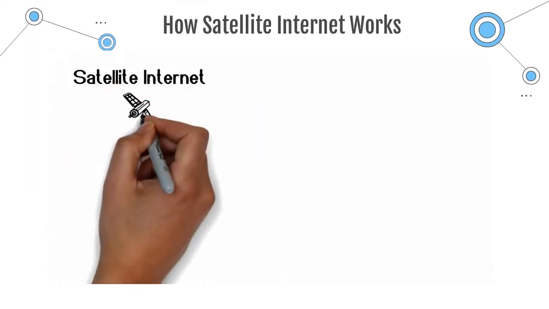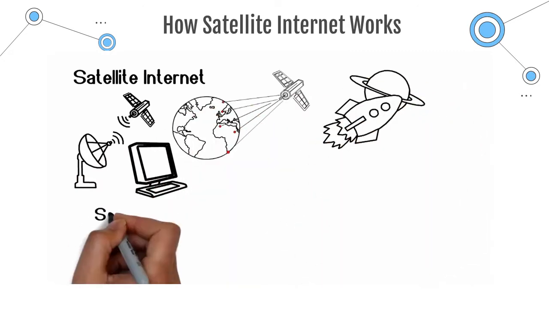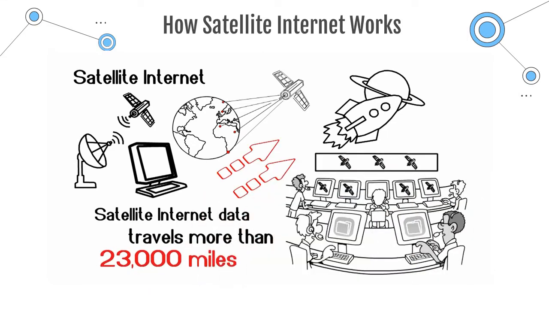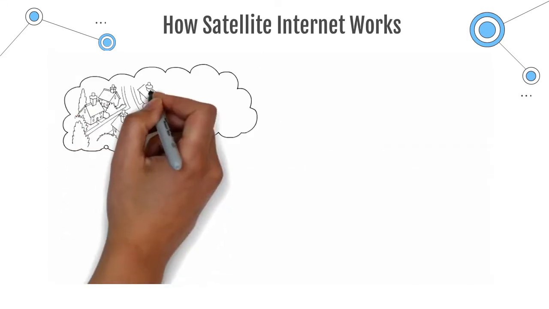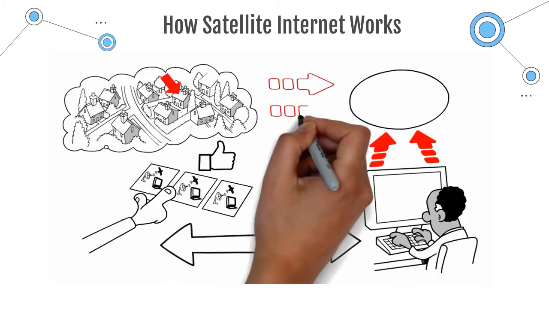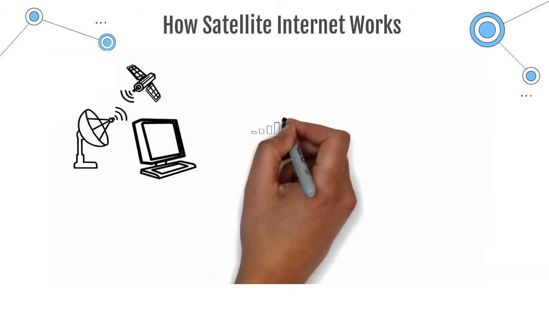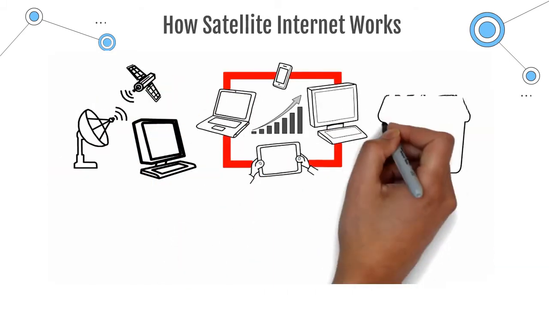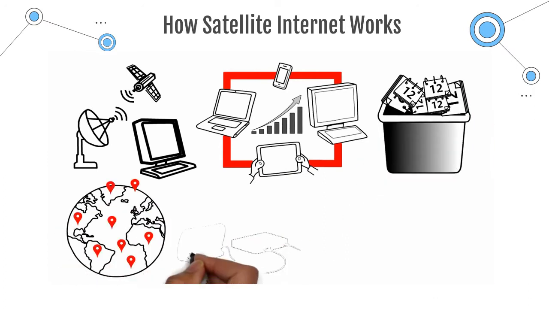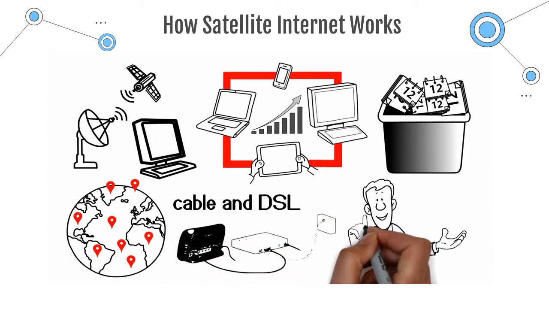Satellite internet is internet that's from outer space. Well, it travels to outer space anyway. Satellite internet travels more than 23,000 miles, and that's just one way. In rural areas, satellite internet is the best option for high speed. A faster option than dial-up, satellite internet has undergone tons of improvements in technology and infrastructure in recent years. In many places, satellite internet speeds can match even those that cable and DSL carriers offer.